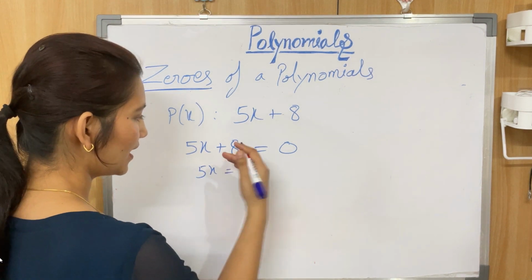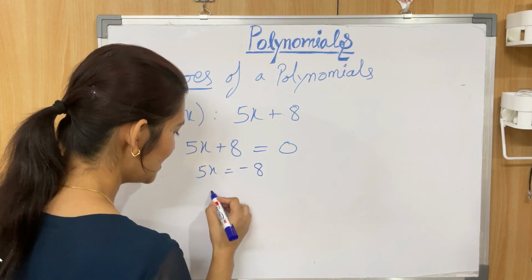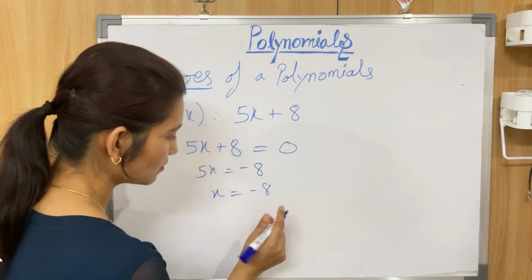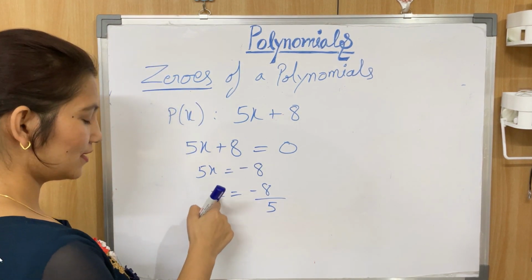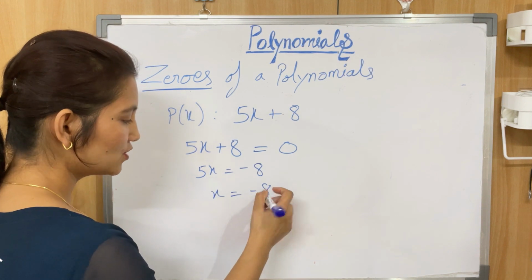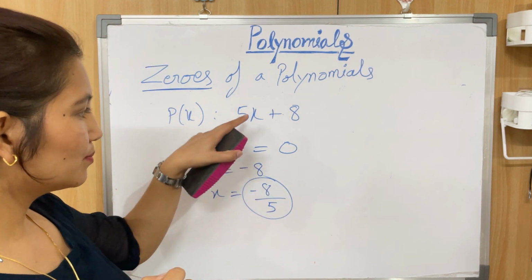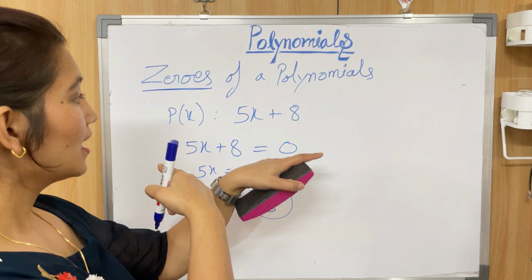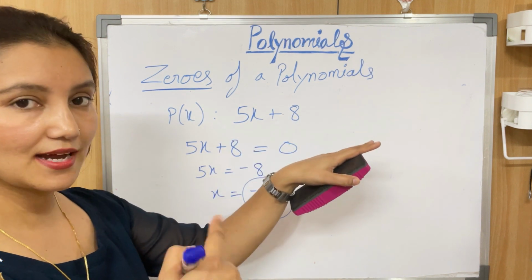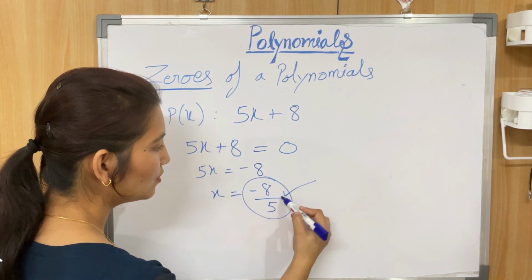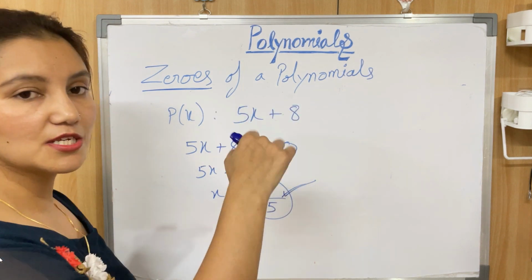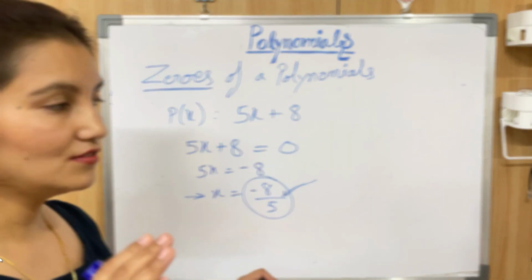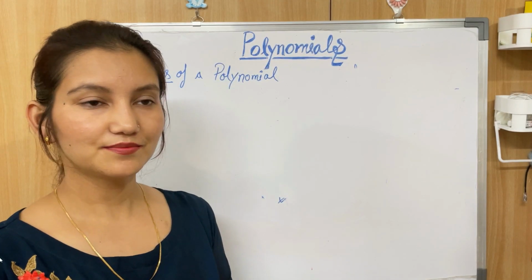Just equate it to 0 and solve this expression to find the value of x. So 8 will go to the right hand side, it will become -8, so 5x is equal to -8, and anything multiplied with x will go down. So the value of x is -8 upon 5. At this value, if you keep it here, the 5 cancels out and we are left with -8 plus 8, that will be 0. So this value of x will make this expression a 0. That's why the 0 of this polynomial is -8 upon 5. Let's take one more example.